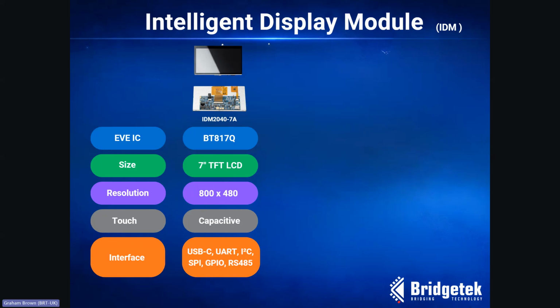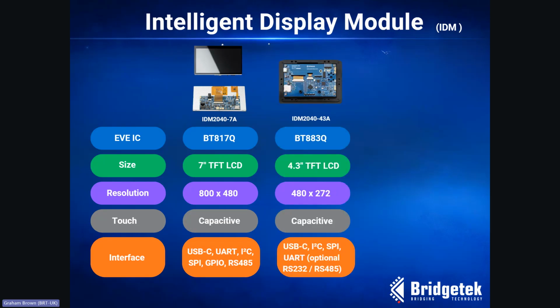Our IDM modules combine the powerful EVE device with an onboard Raspberry Pi RP2040 MCU. The 7-inch version is based on our BT817 EVE IC and features a capacitive touchscreen with 5-point multi-touch support and a wide range of interfaces to external devices such as I2C. It's an ideal platform for collecting and displaying sensor data, for example. The 4.3-inch version is based on our BT883 and features a capacitive touchscreen with 5-point multi-touch. It is easily integrated into devices with its plastic enclosure and bezel.